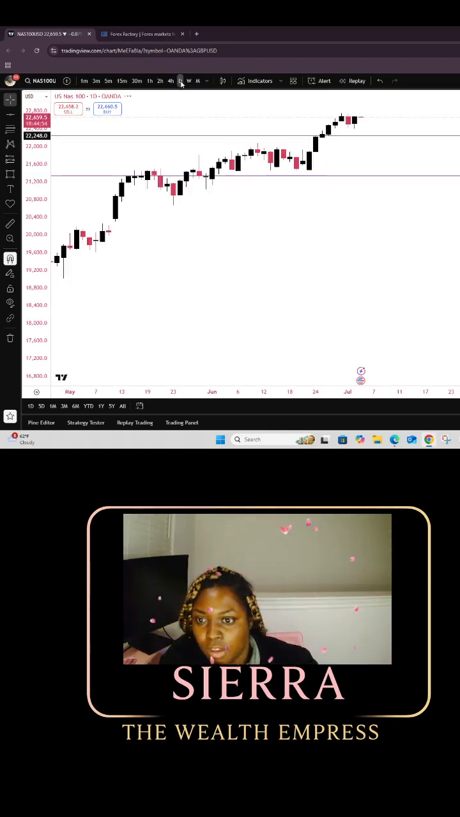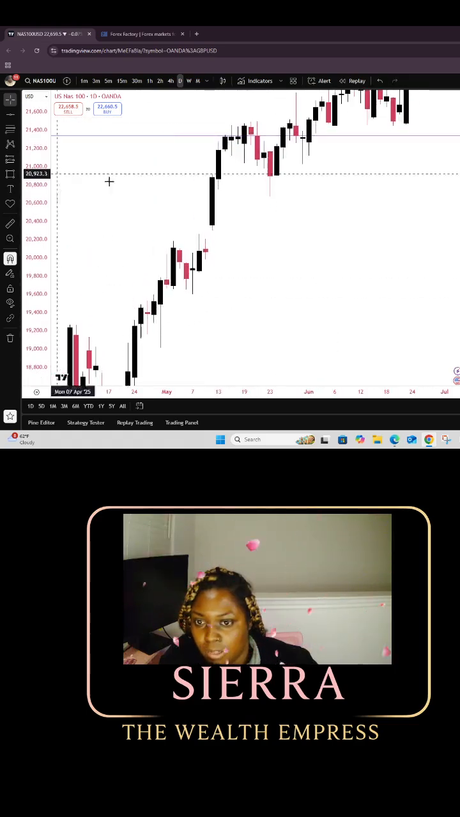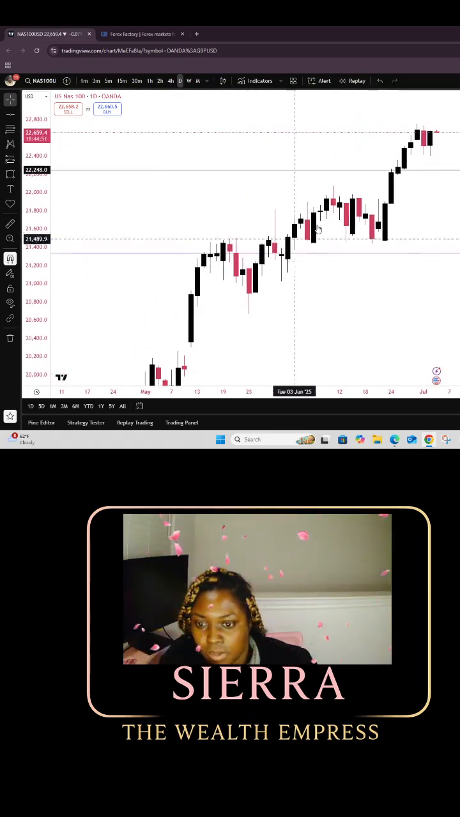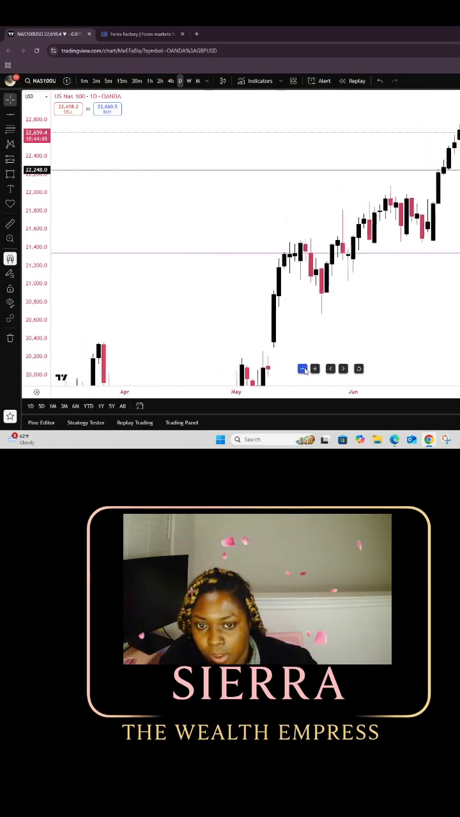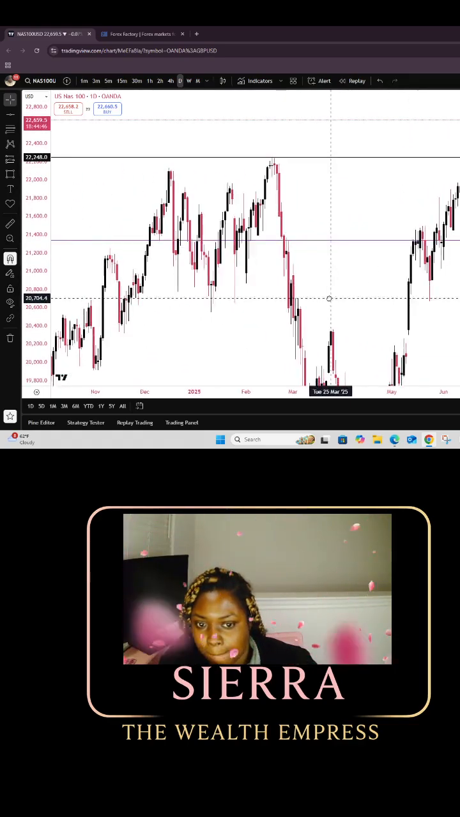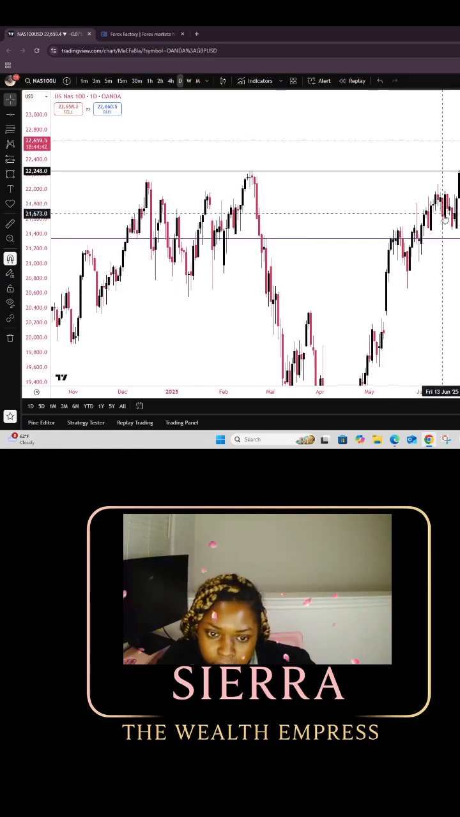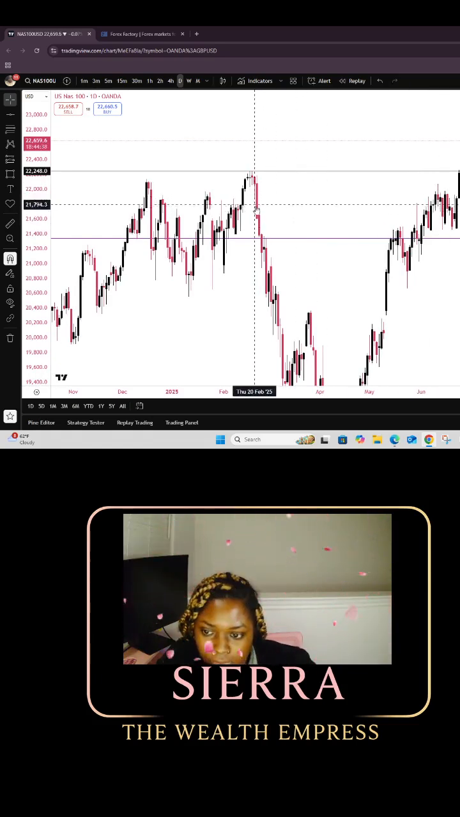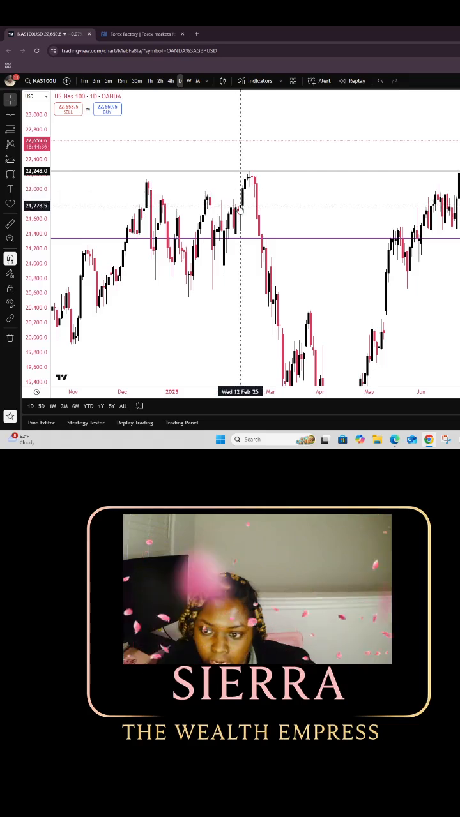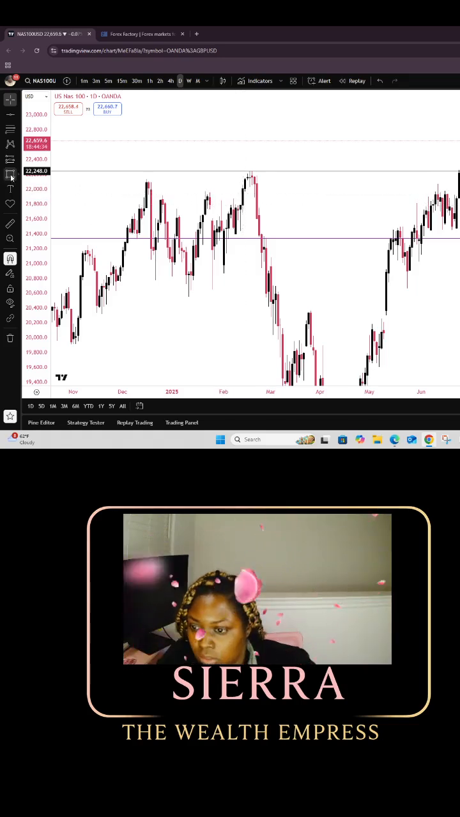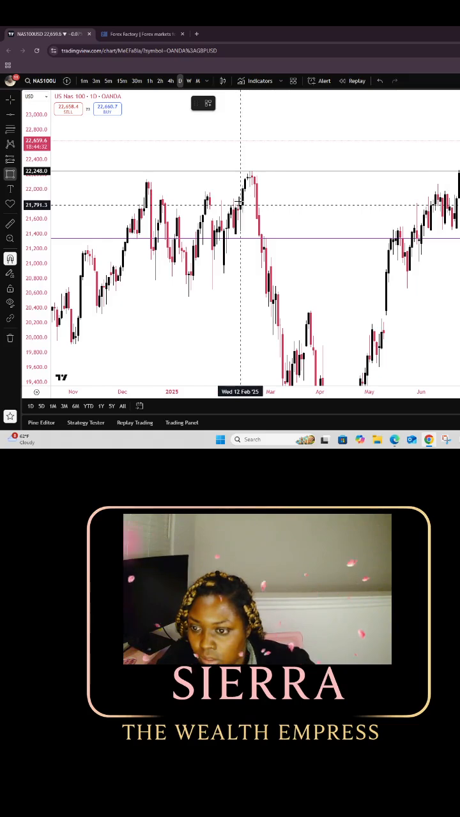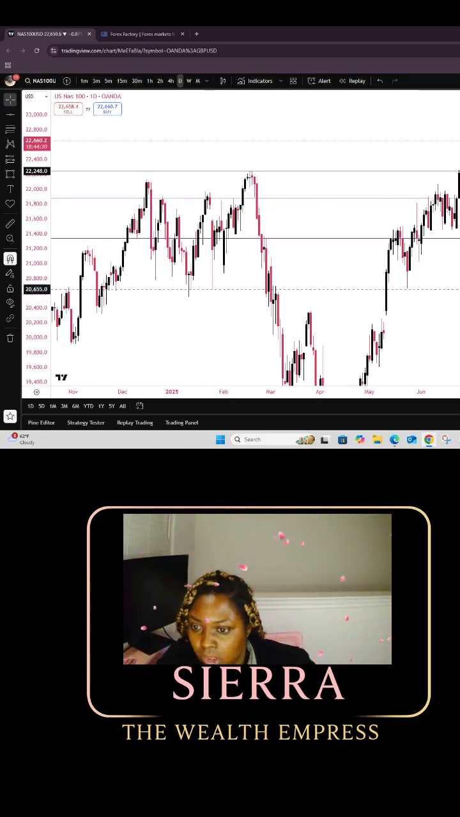Okay. So now I'm just going to come to my daily. And as we can see, price is bullish. But I do want to zoom over. All right. And I want to see what made this price sell off and reject here. And I see this fair value gap here and here. I'm going to take this one. Okay.